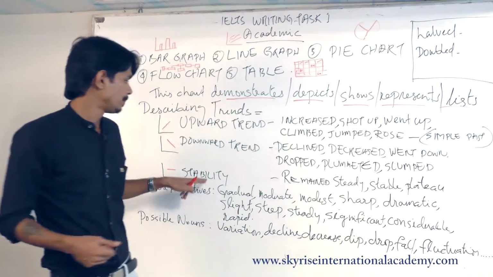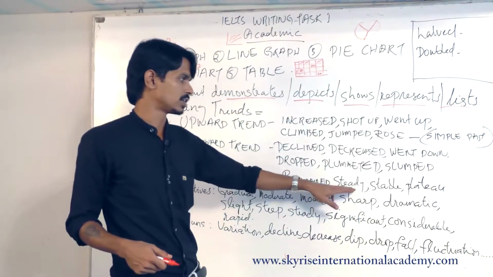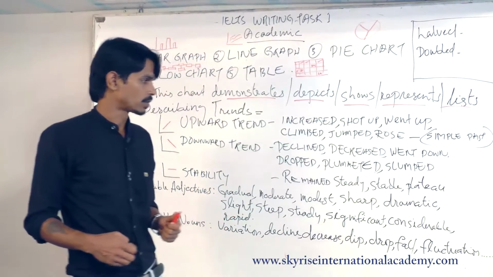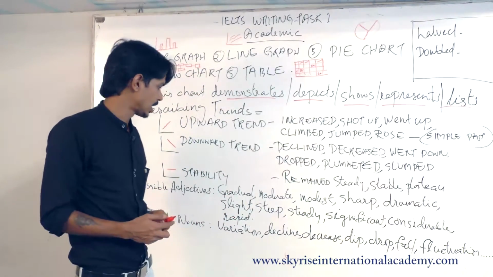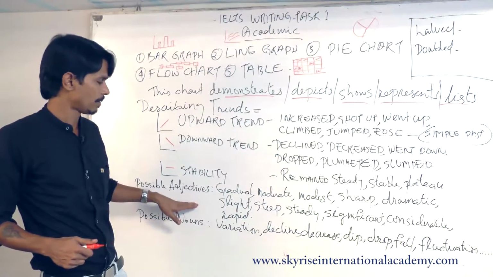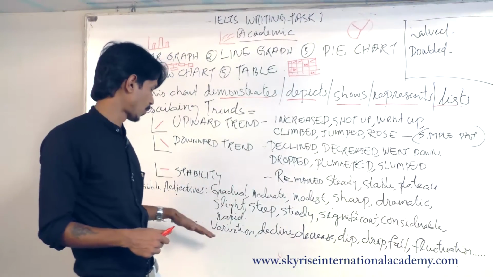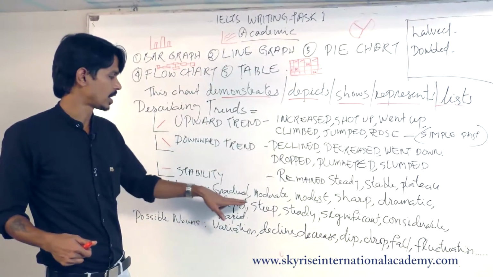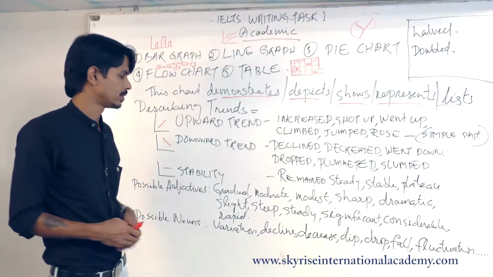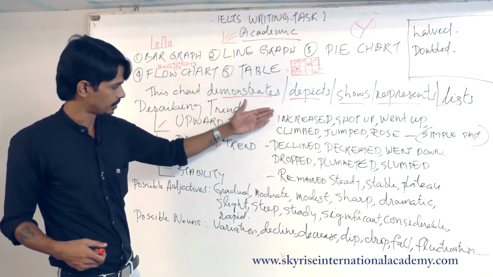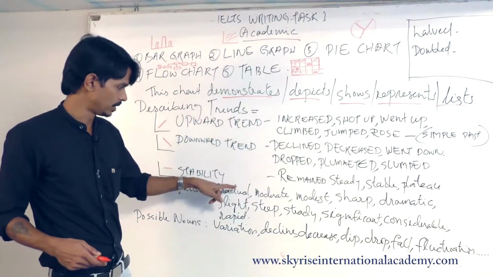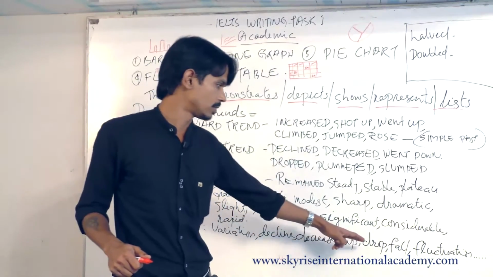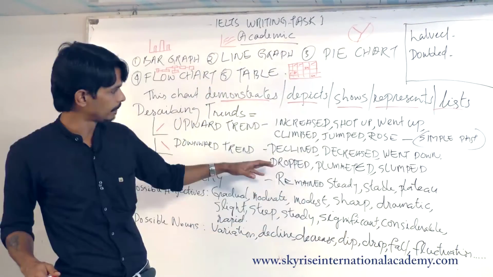You talk about stability, you say remained steady, remained stable, remained plateau. You can say remained constant without any change, yes. Then you talk about some adjectives that you could use for describing certain trends. So that will be, you say a gradual is an adjective, you say a gradual increase, a gradual decline. So with this you will have to use nouns. So gradual decrease, moderate drop, let's say modest increase.